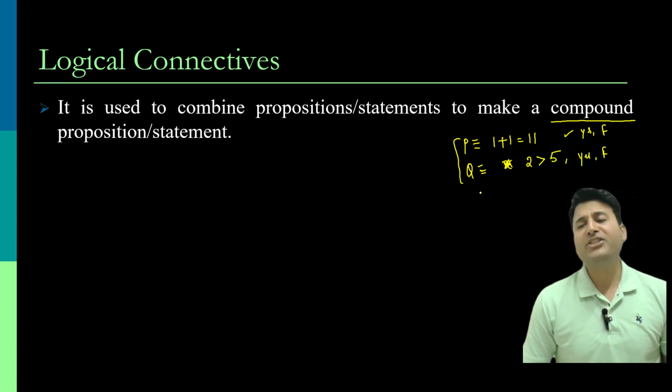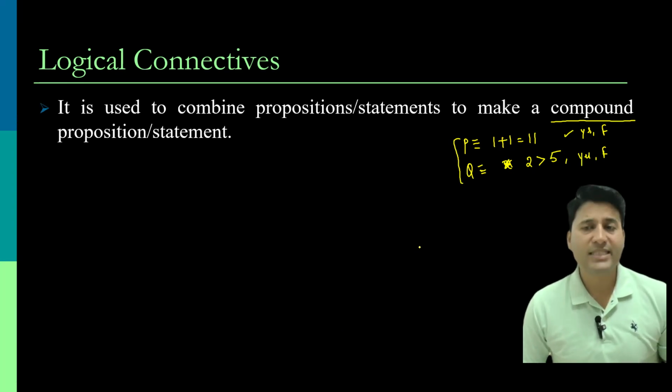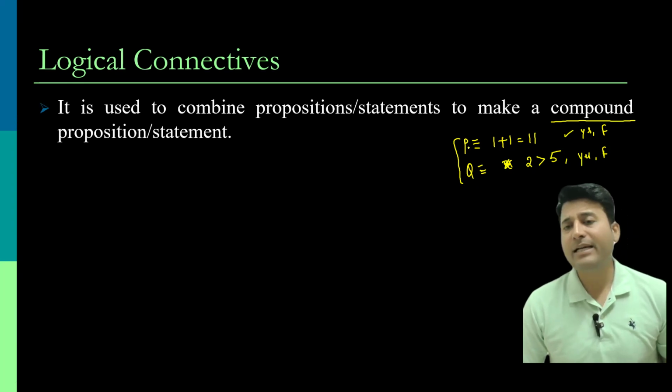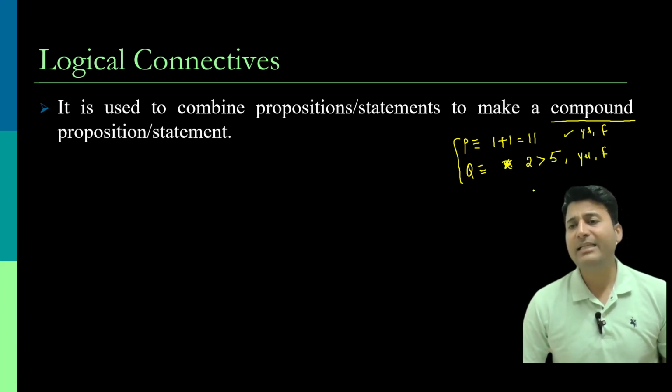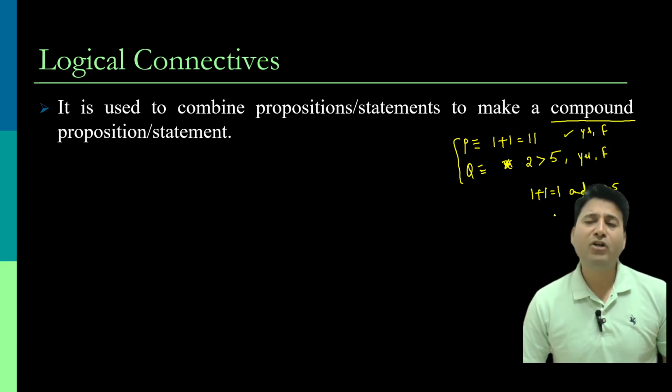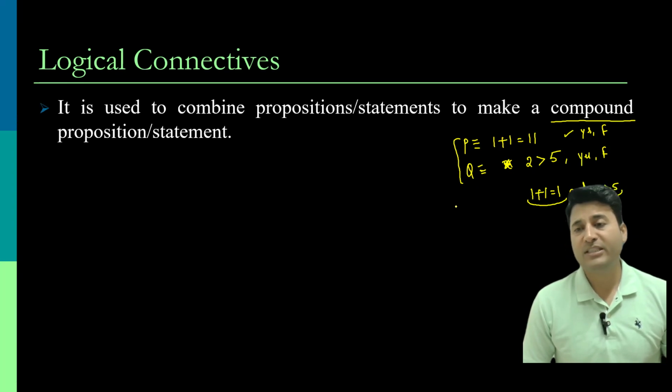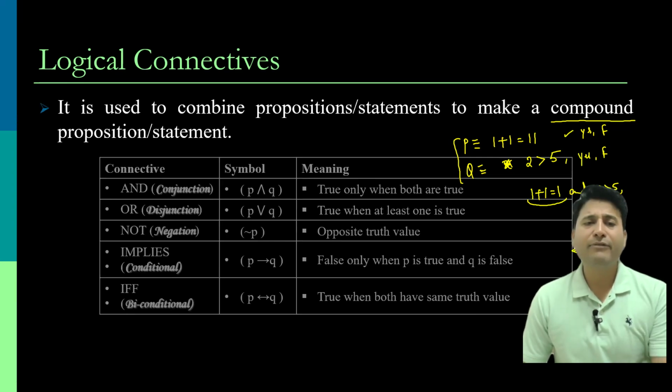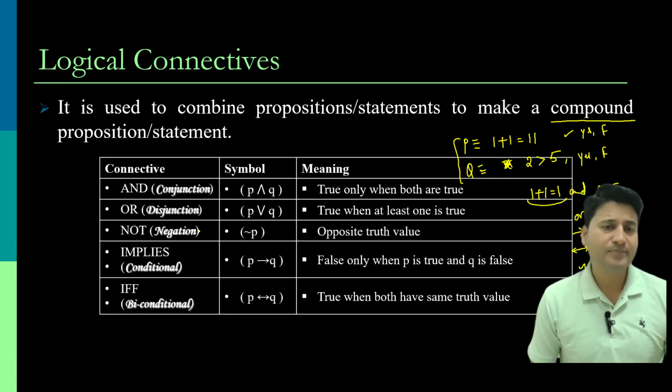So these two propositions are given, how do we make a compound statement? Now these two can be connected by AND. So the resultant can be written as 1 plus 1 equals 11 and 2 is greater than 5. That is one way to connect two propositions to make a compound proposition. In place of AND, we can use OR, we can use conditional, we can use biconditional. One more connective we have is negation. So these are the 5 connectives that we have.